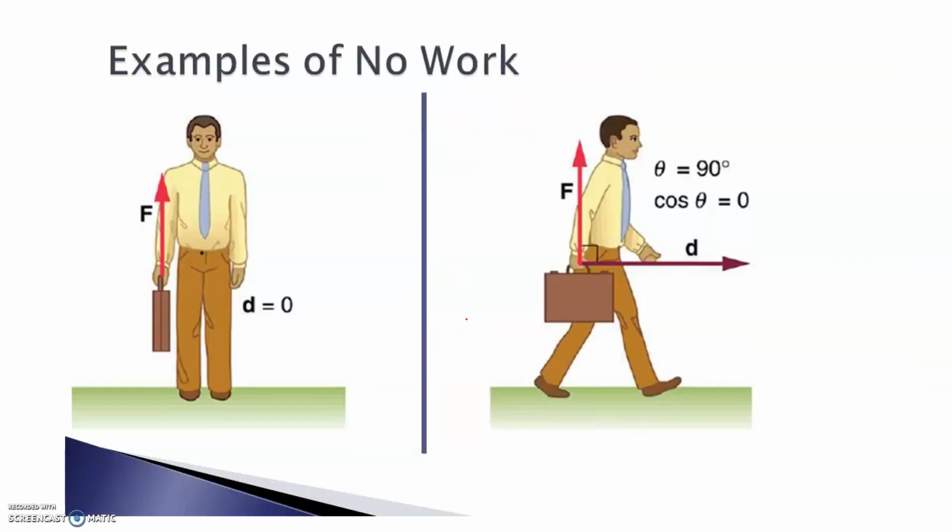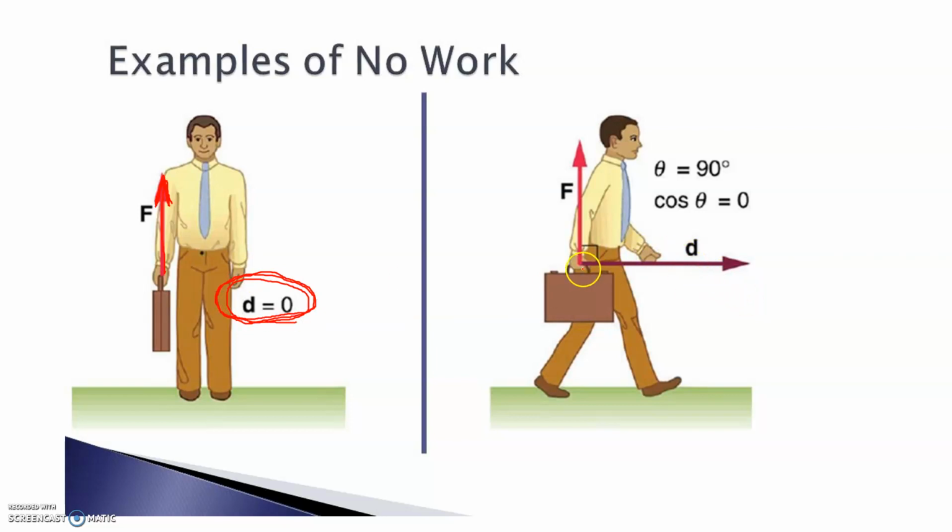All right, so here's some examples of no work, because really in real life you think, oh, if I'm exerting energy, I'm doing work. Well, not necessarily. So here's a man, he's holding a briefcase. You see the force arrow going up because he is holding it up. He's applying a force to hold it up. However, he's not moving. There's no distance being covered. So because there's no distance, there's no work being done.